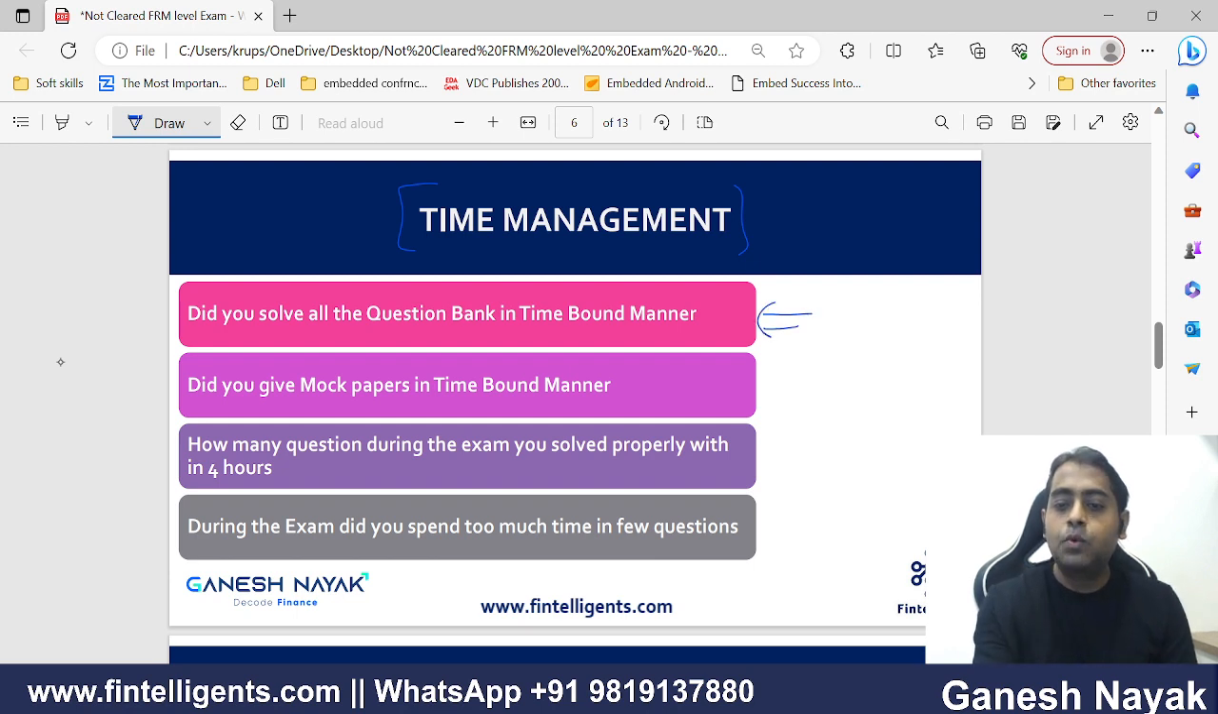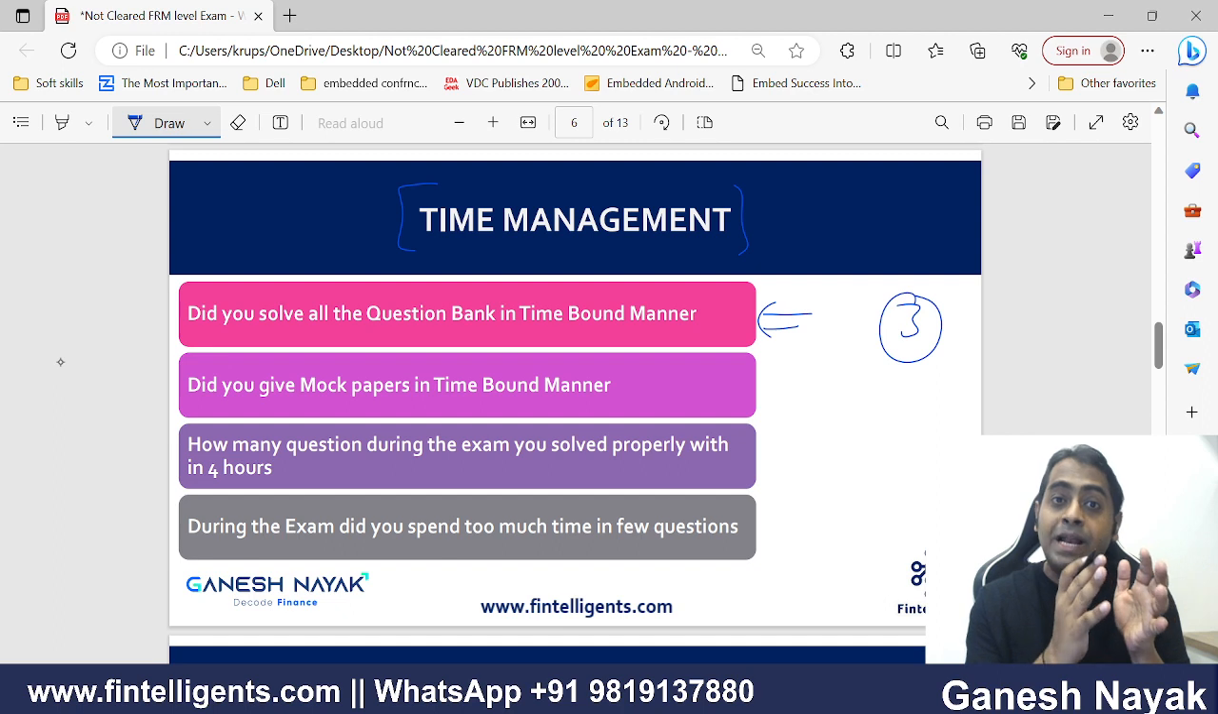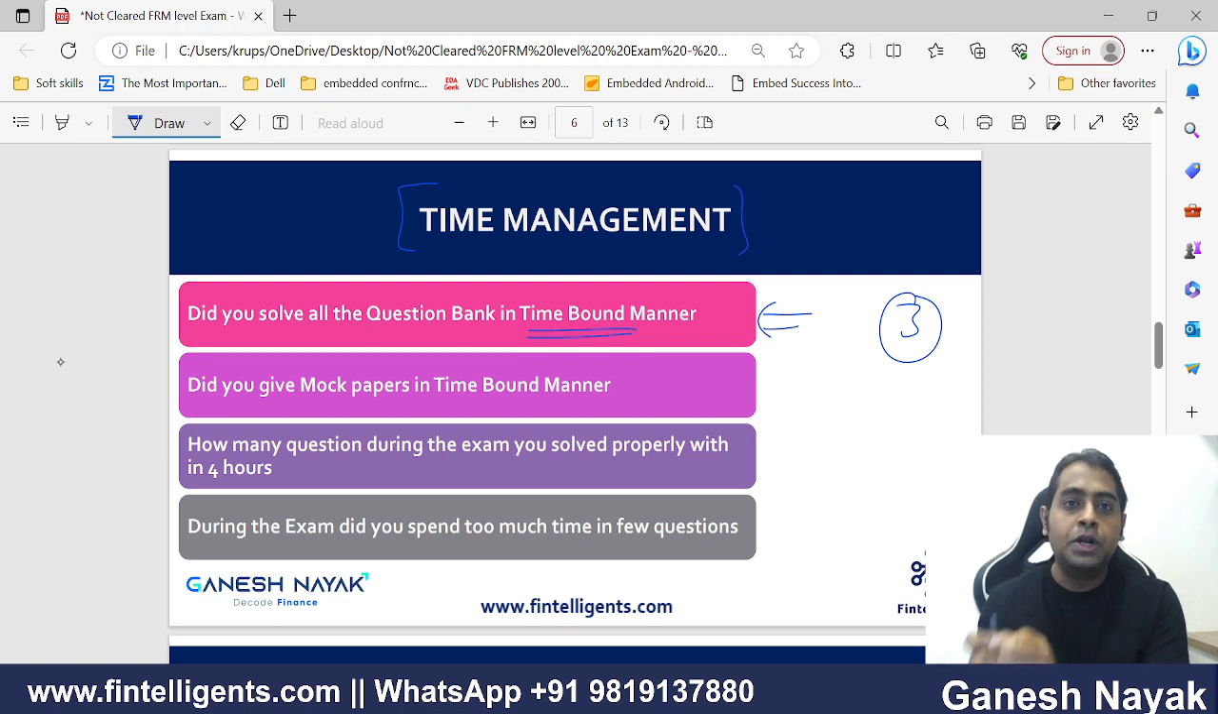So you can ask yourself a few questions with respect to this bucket. Did you solve all the question bank, which means while preparing for the exam, did you solve chapter-wise questions, sectional tests or mock papers in a time-bound manner? This is very, very important, because a lot of students solve the questions but take around 4 to 5 minutes each, and when they go for the exam they realize they have not been able to do justice to the time and have not completed the questions.